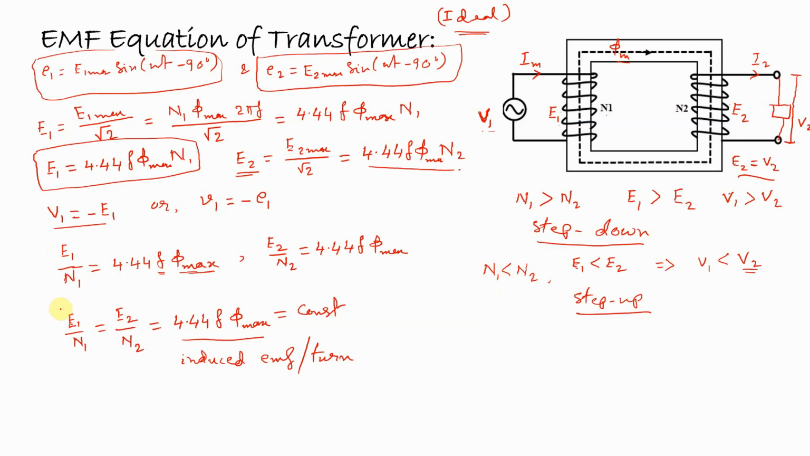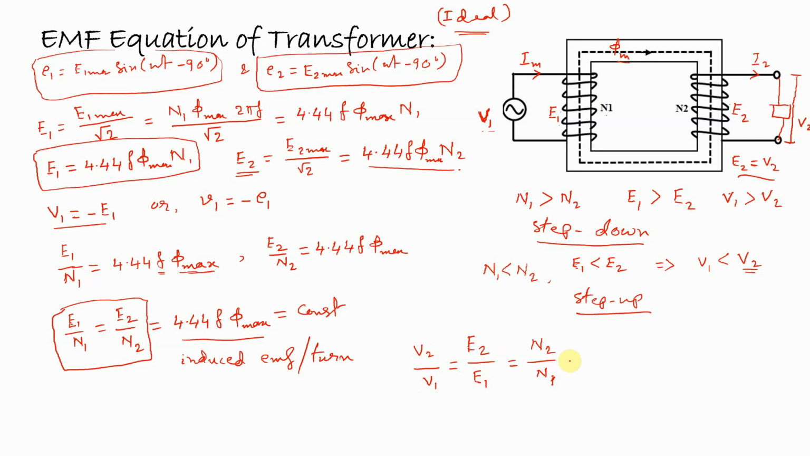Now see this relation again. Now from this ratio, we can further write E2 by E1 is equal to N2 by N1, because here E1 by N1 is equal to E2 by N2, and that is a constant. So we can write E2 by E1 is equal to N2 by N1. For ideal transformers, E2 is equal to V2 and the magnitude of E1 is equal to the magnitude of V1.